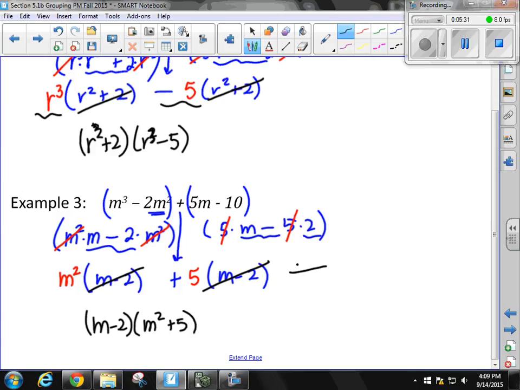In this last step, what you have in parentheses should always be exactly the same. If it's not, you've made a mistake somewhere before you got to that step. So double check all of your signs and make sure everything works out correctly. And that concludes the video on factoring by grouping.